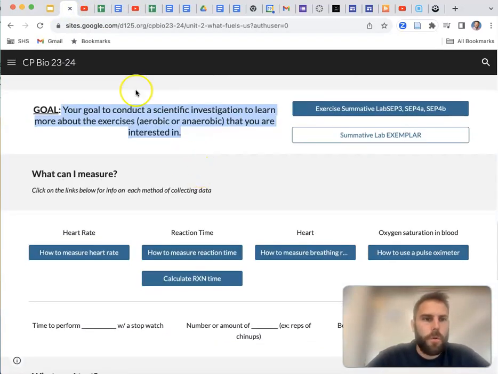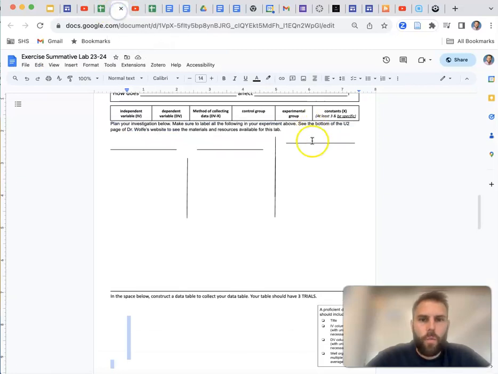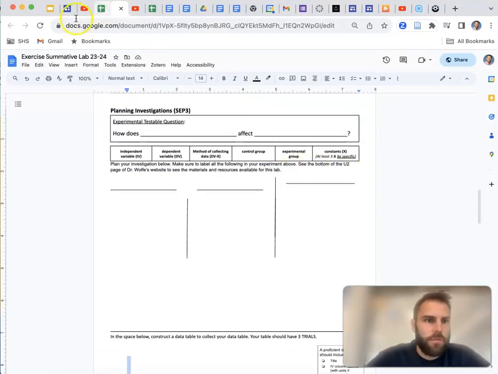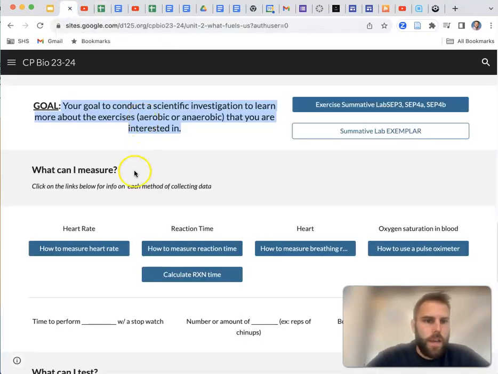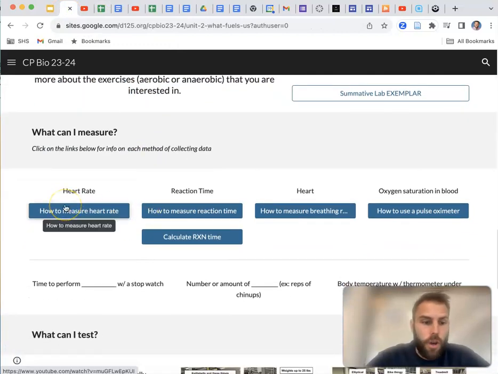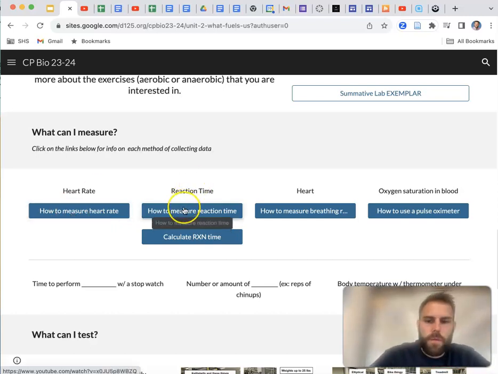So for this experiment, what can you measure? What might be affected? There's a bunch. The first one is you can measure heart rate. How do you do that? Click on this link and it'll give you a video of how to actually measure your pulse to get your heart rate. What about reaction time?